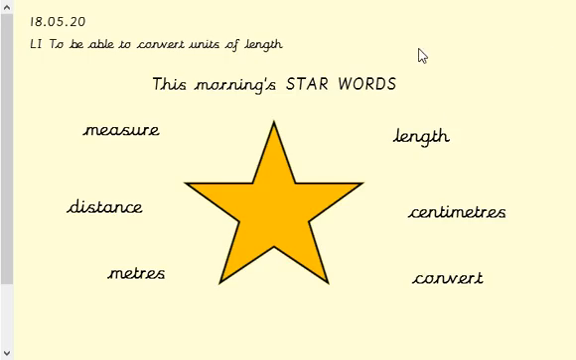Okay, our learning intention this morning is that we're going to try and be able to convert units of length. So we're taking our learning where we've been measuring things this week, measuring lines, and we're going to be converting units of length. So taking things like meters or centimeters and turning them into meters, maybe taking meters and turning them into centimeters. So we're looking to change. That word convert means to change.